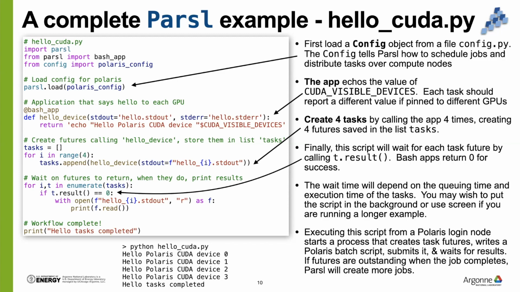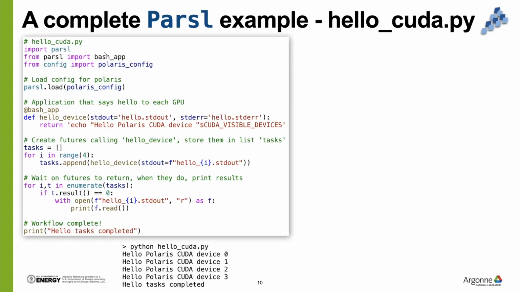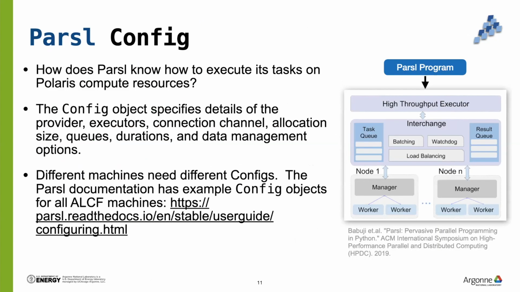So I guess the last piece of Parcel was, I was just going to mention the config, because you saw here we were loading this config object. So you can run this script on any machine, but you will have to swap in the appropriate config object for your machine. Basically what the config object does is it tells Parcel how to communicate with the scheduler and how to distribute what's called the manager, which is a process on every node that will manage workers.